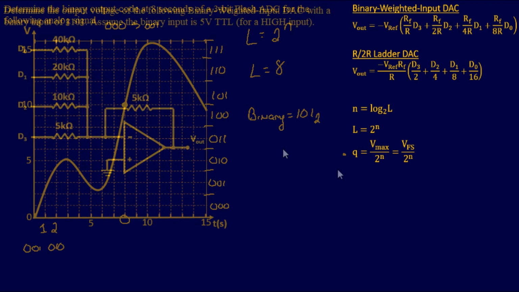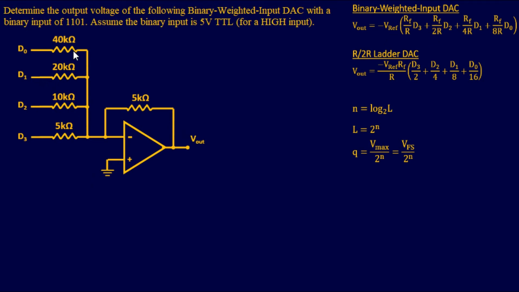Let's do another one. All right, for our next example, we want to determine the output voltage of the following binary weighted input digital analog converter with a binary input of 1101. Assume that the binary input is 5 volts TTL, and this is for a high input, of course. So this one's the opposite. Instead of doing an analog digital converter, we're going to be doing a digital analog converter.